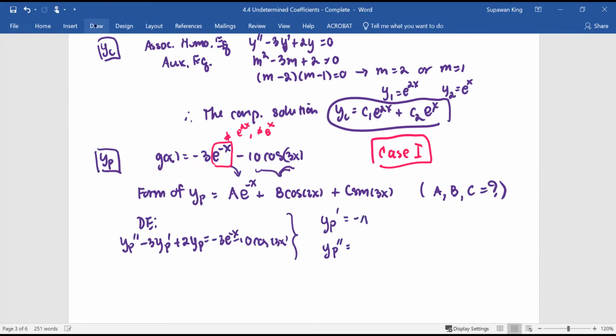Yp prime is negative a e to the negative x minus 3 times b times sine of 3x plus 3 times c times cosine of 3x. Yp double prime is positive a e to the negative x minus 9 times b times cosine of 3x minus 9 times c times sine of 3x. And then replace yp prime and yp double prime into the differential equation.